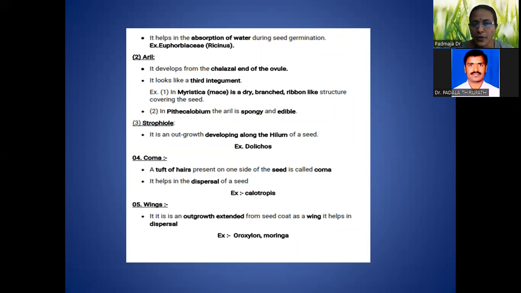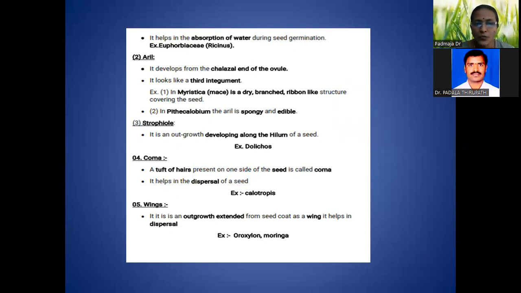For example, if you take what we commonly call chimachintakaya, around the seed we will see a white colored spongy structure. This is considered as the aril. So it is also called the third integument.